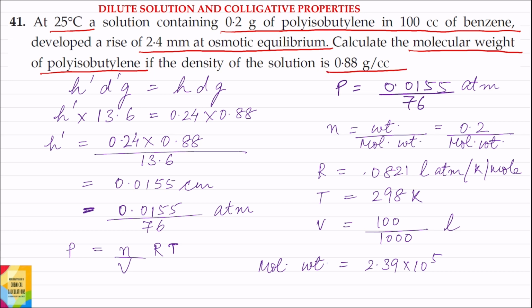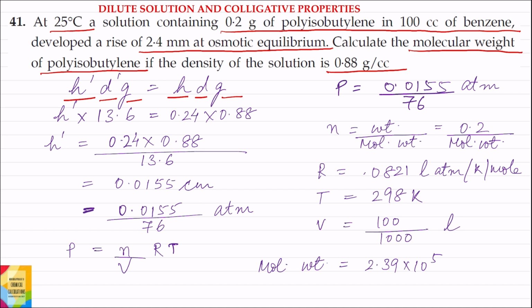Now the osmotic pressure is not given in terms of millimeter of mercury, so it has to be converted into millimeters of mercury or centimeters of mercury. Pressure can also be expressed as height of mercury column into density of mercury into acceleration due to gravity. Let the height of mercury column be h dash, density of mercury be d dash, and acceleration due to gravity is g, and this is equal to height in terms of this solution into density of the given solution into acceleration due to gravity.